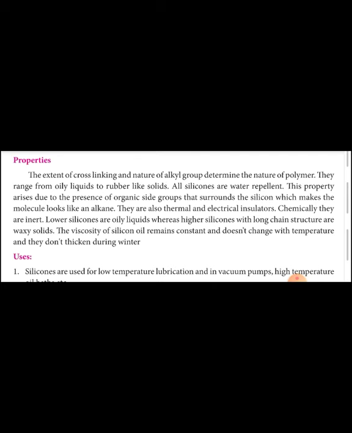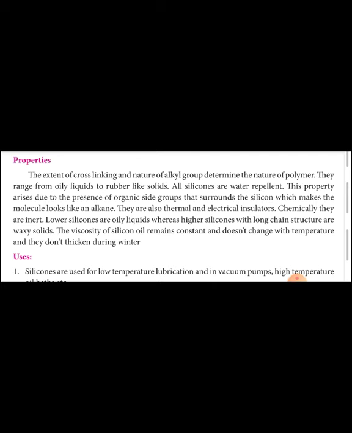Very important question: why are all silicones water repellent? Why does it not absorb water, why does it not react? Because of the presence of alkyl groups and aryl groups. We know alkyl and aryl groups do not react with water; they are only soluble in organic solvents. So the presence of alkyl and aryl groups surrounding the silicon makes the molecules look like an alkane, so it acts as a water repellent.